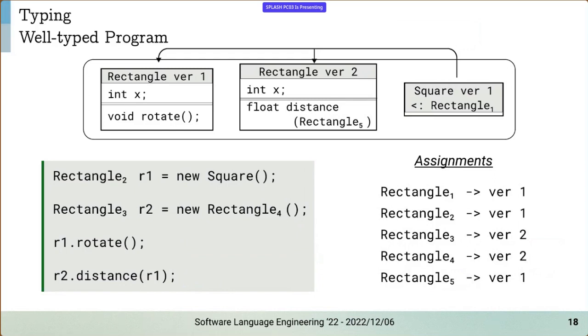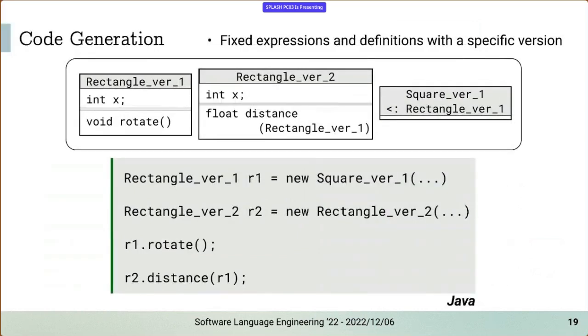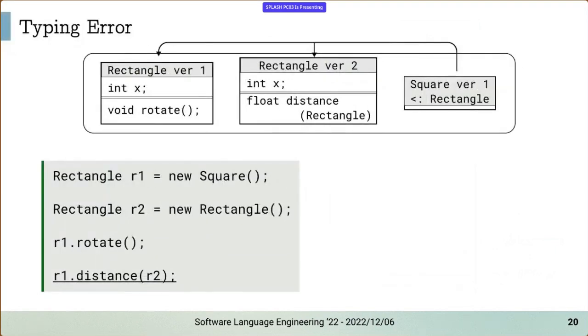Because it invokes rotate, and the one for distance is assigned with version 2. And based on these assignments, we can easily convert them into a Java program that we can run normally as a Java program.